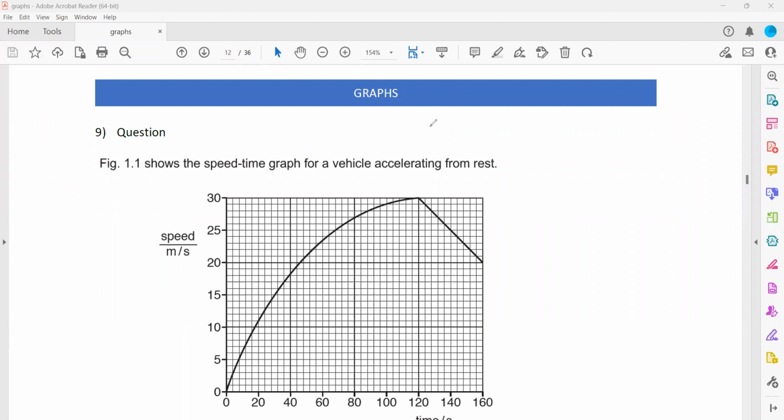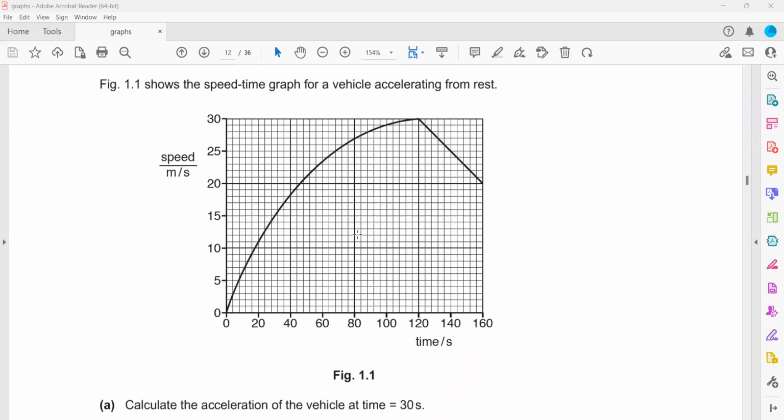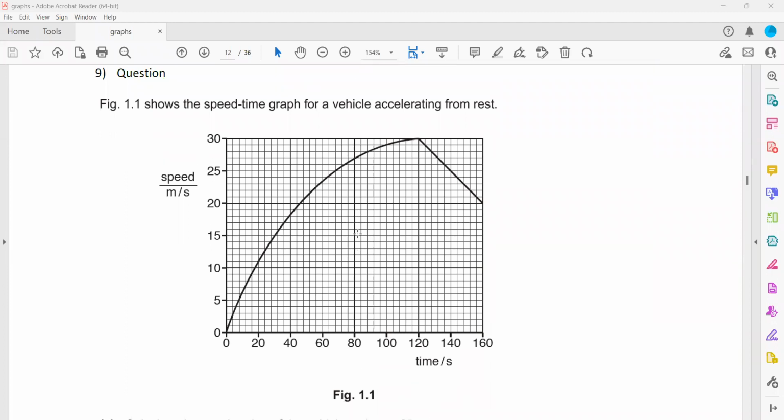Continuation of the exercise on distance-time and speed-time graphs. Figure 1.1 shows a speed-time graph for a vehicle accelerating from rest. You can see the slope is decreasing. If the slope is decreasing, we can say the acceleration is decreasing. And then the speed is decreasing, but it is a straight line, so we can say it has a constant deceleration. The term deceleration means decrease in speed, and because it's a straight line, it is constant deceleration.